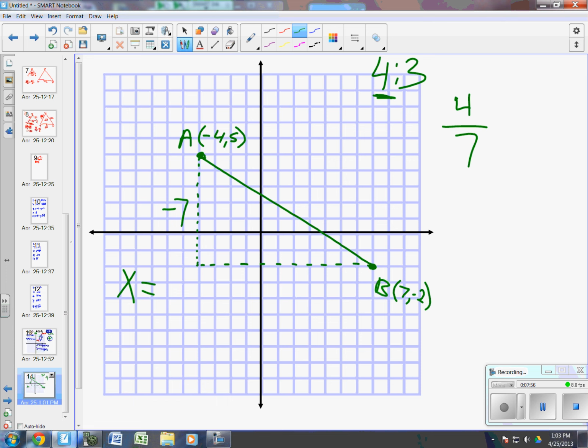Okay? You always go from point A to point B. So even if I went this way, the run is positive and the rise is negative, right? And then how far is it this way? -4 minus 7 is -11, but in this case it's +11. Okay? So that's the run. So we're going to start at the starting point for A. What's the starting point for A, you guys, for the X coordinate?